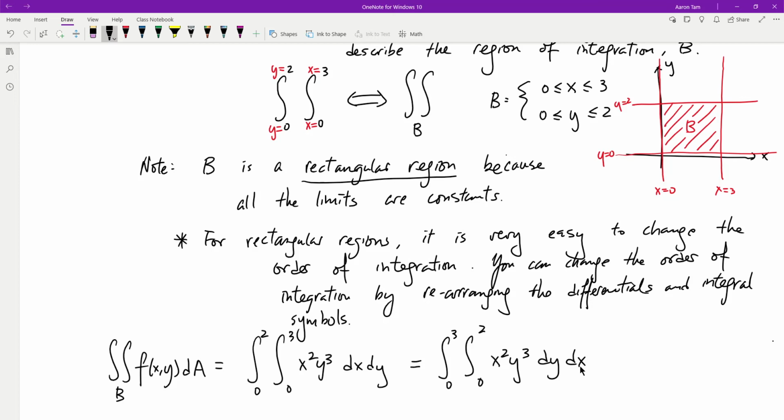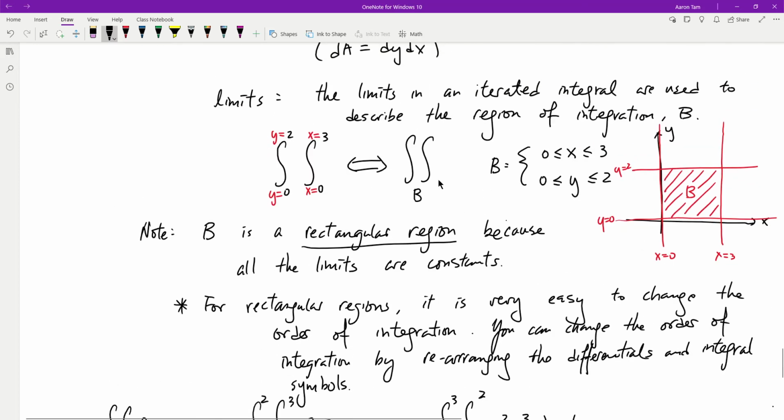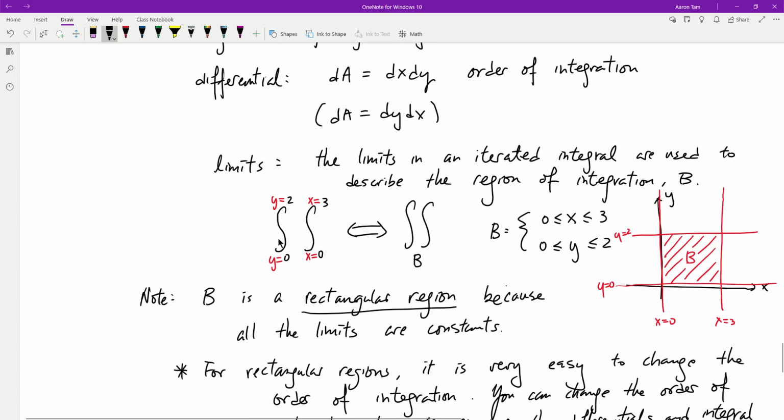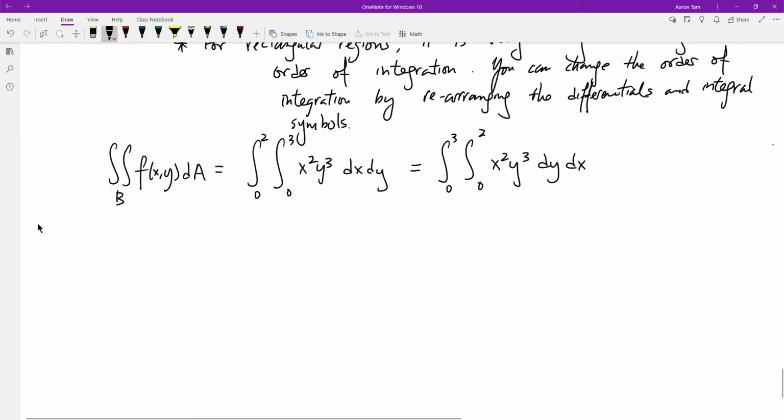And you might be thinking, then why do I choose to do one way over the other? Well, we'll explain that in a little bit too. Don't worry. So that's for a rectangular region where all the limits are constant, and you can basically read off the limits by forming a set of inequalities that describe the region of integration. So now let's do something slightly more interesting.